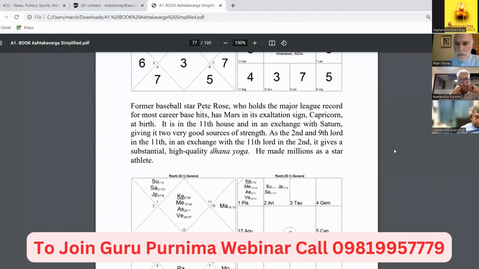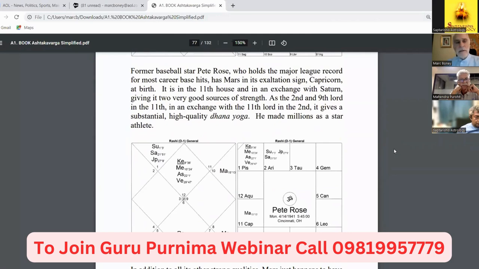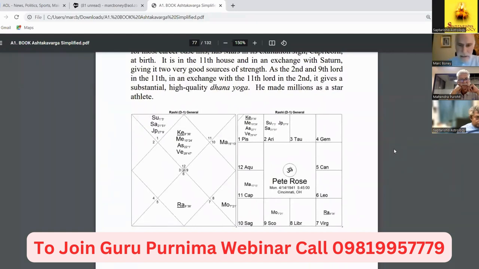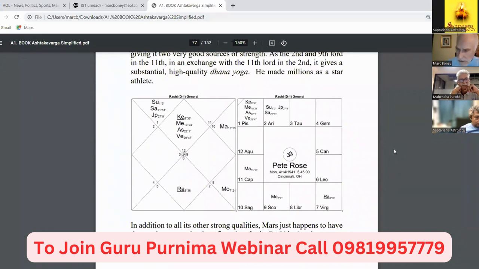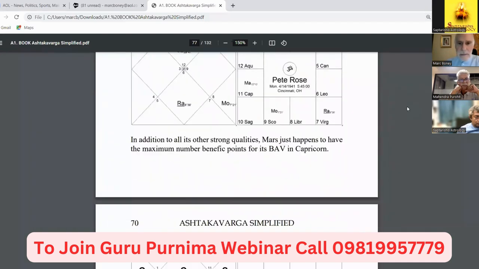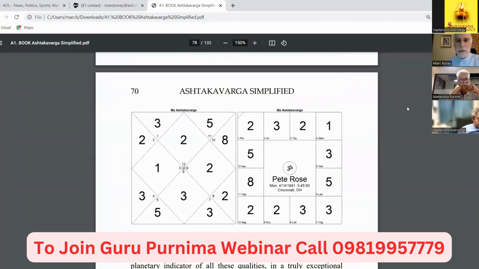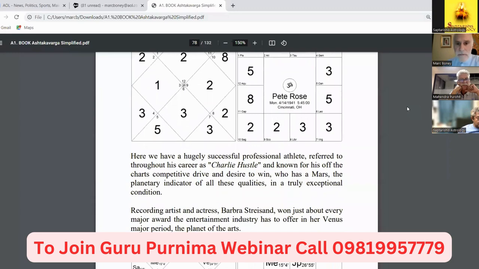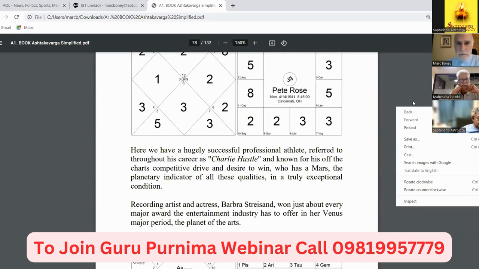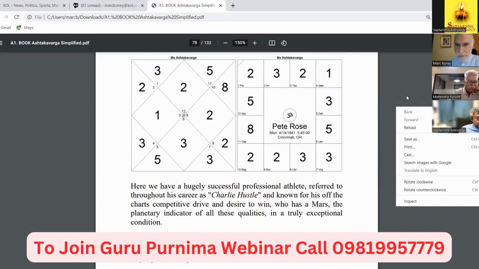One more example of this before I move on. So we have here a very famous baseball player. He actually still holds the record for the most career hits of anyone. And you can see here that his Mars is quite strong. It's in its exaltation sign. It's also in an exchange with its sign Lord Saturn. So it gives additional strength. But then if you look at its individual Bhinnashtaka, you can see that it's, again, the highest point total possible. This is an incredibly, incredibly strong Mars. This man was known for having a competitive drive, just a driven desire to win, and would go to exceptional lengths and efforts in order to do this. These are, of course, all the natural significations of Mars.